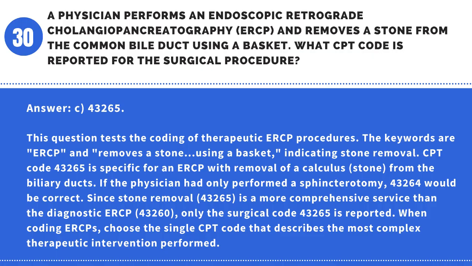43,265. This question tests the coding of therapeutic ERCP procedures. The keywords are ERCP and removes a stone, using a basket, indicating stone removal. CPT code 43265 is specific for an ERCP with removal of a calculus stone from the biliary ducts. If the physician had only performed a sphincterotomy, 43264 would be correct.